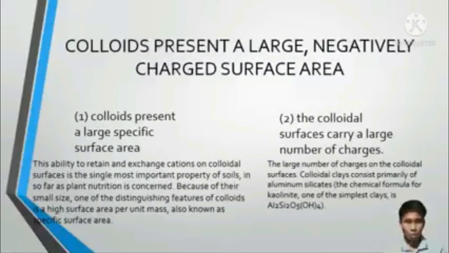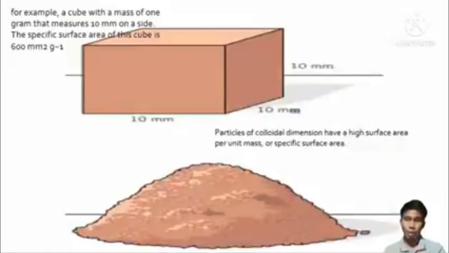Colloidal clays consist primarily of aluminum silicates. This is the chemical formula for kaolinite, one of the silicate clays. This picture is a sample of a cube with a mass of 1 gram that measures 10 millimeters on a side. Then the specific surface area of this cube is 600 square millimeters.